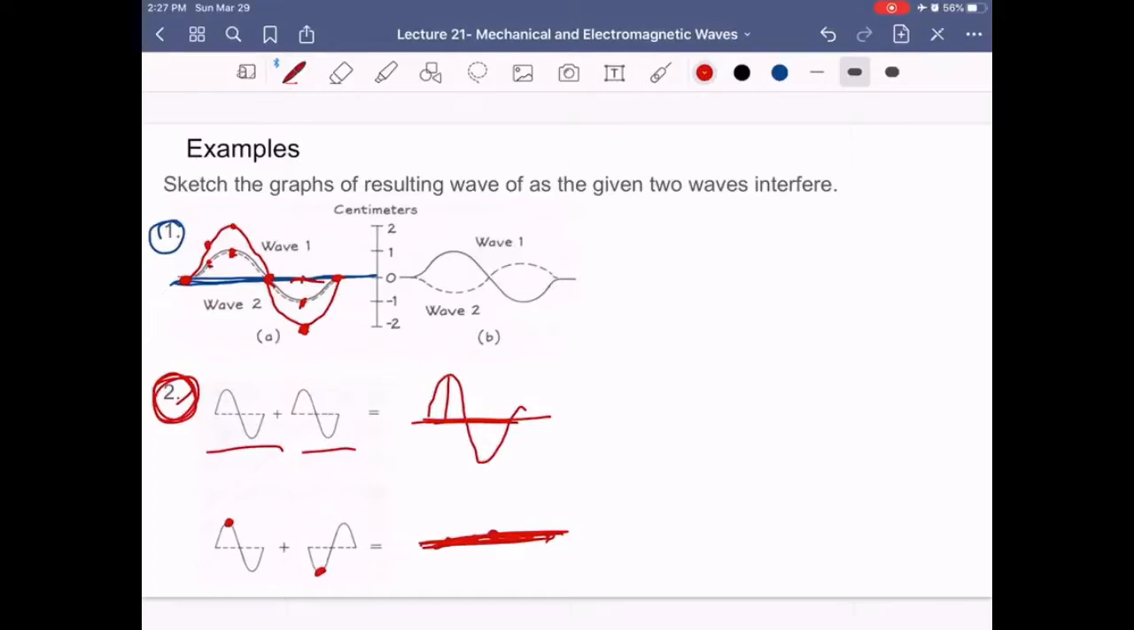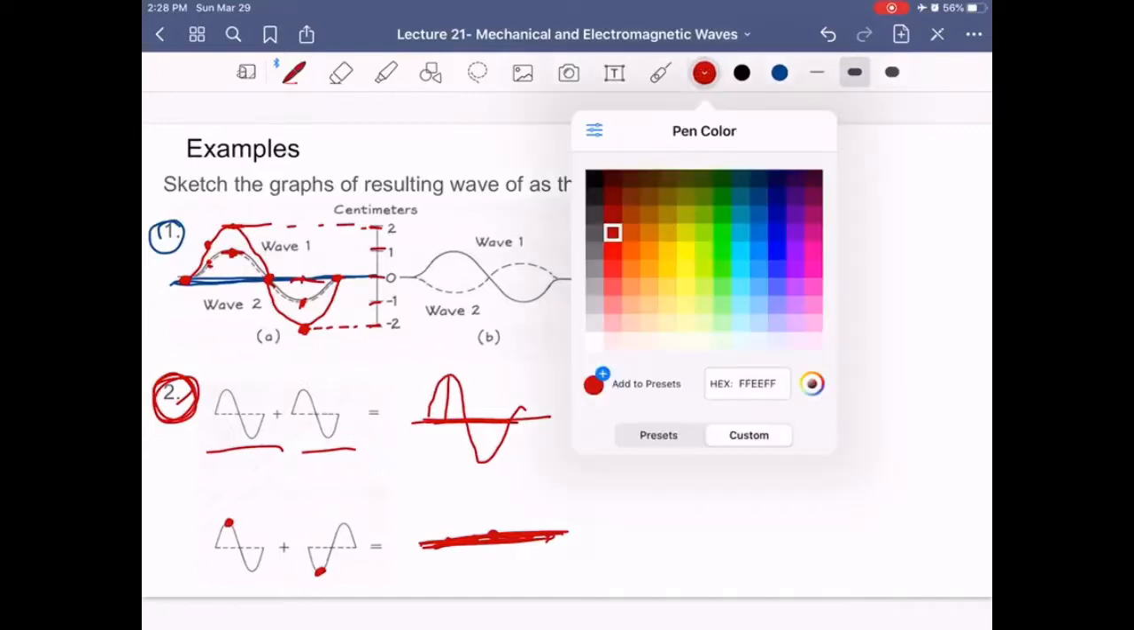How about the second example? Because here they gave us numbers as well, probably they want us to draw it to scale. Let me check that it's correct. 1 plus 1 is 2, so yeah, it's correct. And negative 1 plus negative 1 is negative 2, yeah. Let's do the second one to scale as well, and let's pick a different color, green.